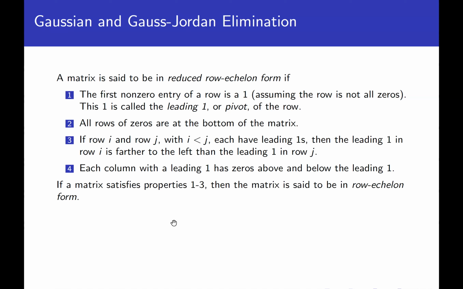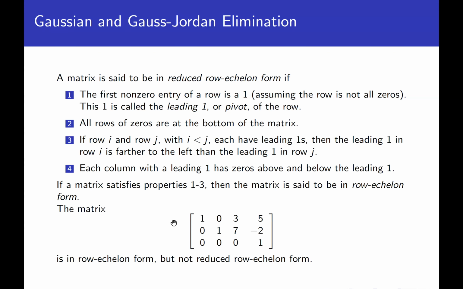If we have a matrix that satisfies 1 through 3, then we have what's referred to as a matrix in row echelon form, but not reduced row echelon form. It's the zeros above and below the leading 1 that make it reduced row echelon form. Notice that 1 through 3 actually imply that there must be zeros below each leading 1, because remember, as you move down rows, your leading ones have to go farther to the right. So there have to be zeros below each leading 1 to be in row echelon form. To be in reduced row echelon form, not only do there have to be zeros below the leading 1, but there also have to be zeros above it.